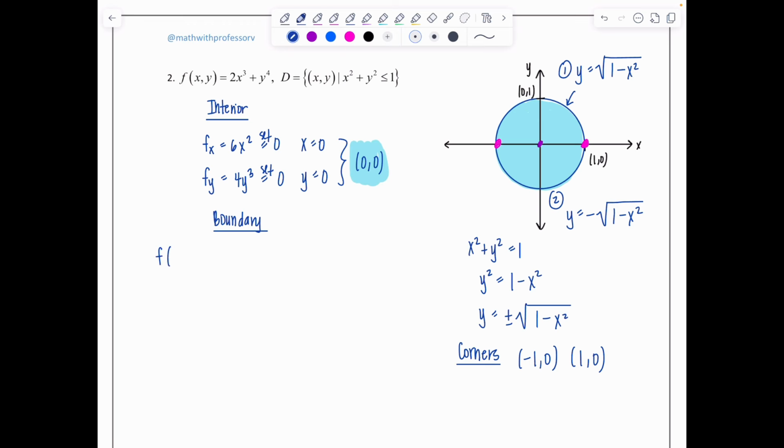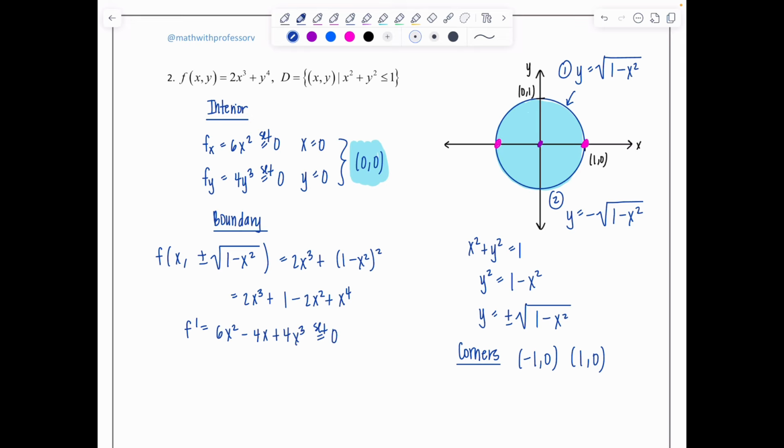So f of x, and then since I am noticing y is to an even power, I can just combine both cases here. It won't make a difference if I have positive or negative. Do you know what I mean? Yes, Professor V, we know what you mean. Oh, good. Okay. So this is going to be 2x cubed plus y squared squared. Yes? 1 minus x squared squared. Beautiful. So 2x cubed plus 1 minus 2x squared plus x to the fourth. Okay, derivative. So f prime is 6x squared minus 4x plus 4x cubed. And then we're going to set this equal to 0.